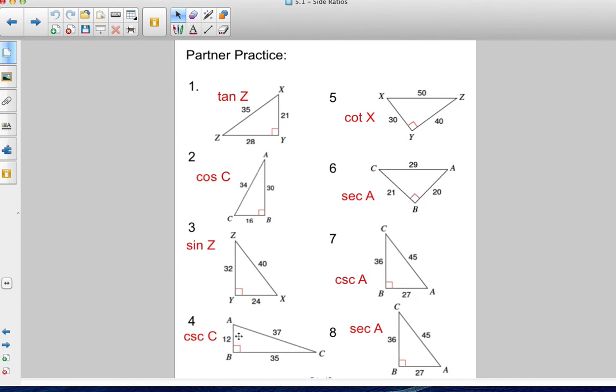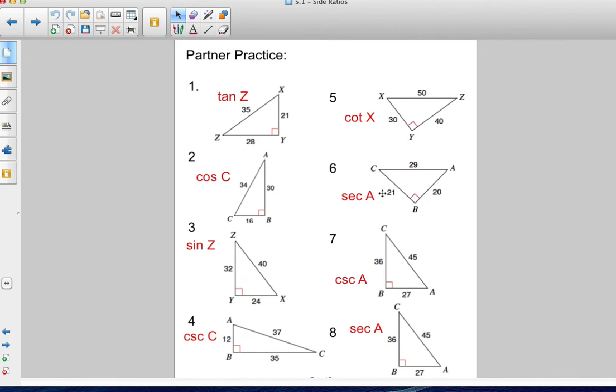Number 4, we want cosecant c. So for cosecant c, think of it as the reciprocal of sine. Sine is opposite over hypotenuse, so cosecant would be hypotenuse over opposite. So that's going to be 37 over 12. Can't reduce it. That one's just 37 over 12. Number 5, cotangent of x, that's going to be adjacent over opposite. Adjacent to the x is 30 over the opposite, 30 over 40. We actually get 3/4 just like we did here.